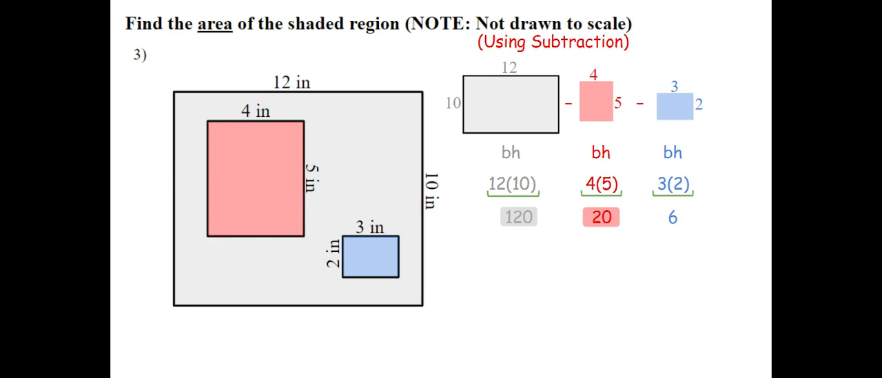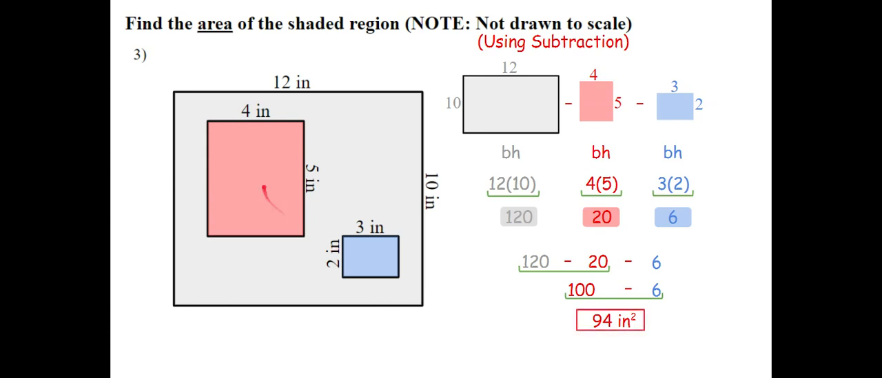Don't forget to bring your signs down. Okay, we have the big, large rectangle, and I'm going to subtract 20, and then also subtract that other one of 6. Well, 120 minus 20 is 100, and then 100 minus 6 is 94. Don't forget your units. It was inches, and since it's area, it's inches squared.